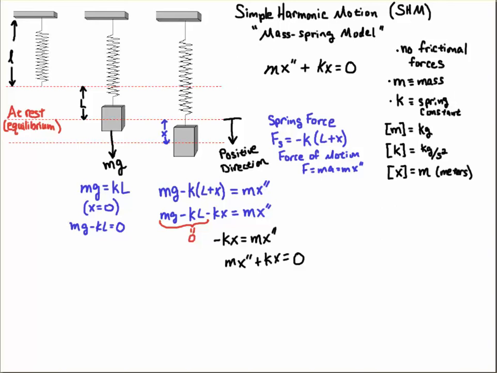So that is undamped free motion for a mass spring system, and we will call that simple harmonic motion, SHM. All right, that's the derivation. Good luck.